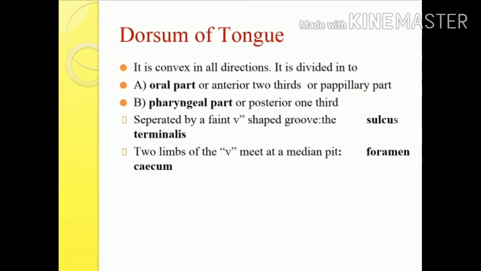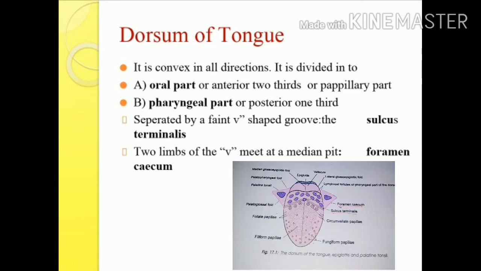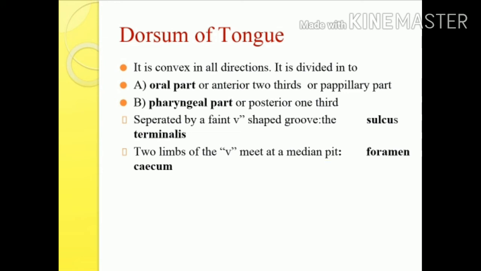Now, the dorsum of the tongue. It is convex in all directions and it is divided into an oral part, that is the anterior two-thirds, also called the papillary part, and second, the pharyngeal part or posterior one-third. These oral and pharyngeal parts are separated by a faint V-shaped groove. The V-shaped groove is known as the sulcus terminalis, and the two limbs of the V meet at a median pit called the foramen caecum.